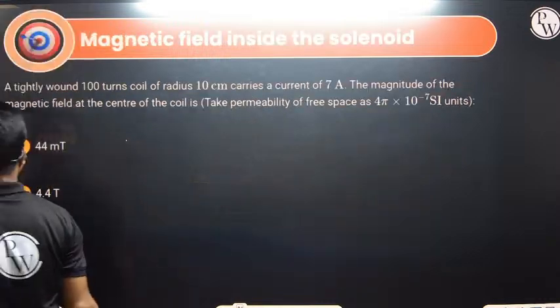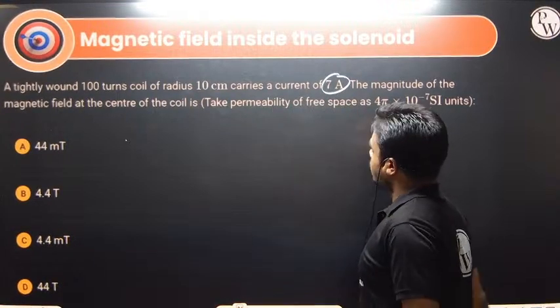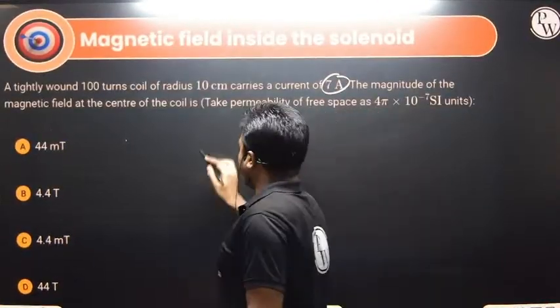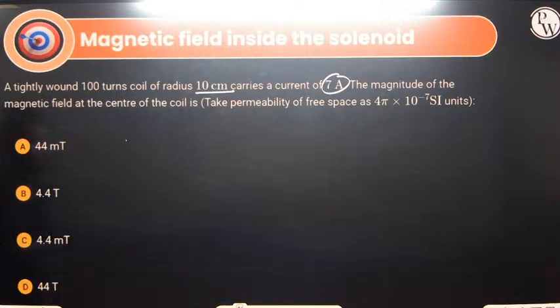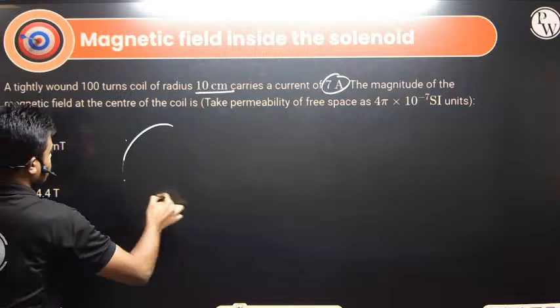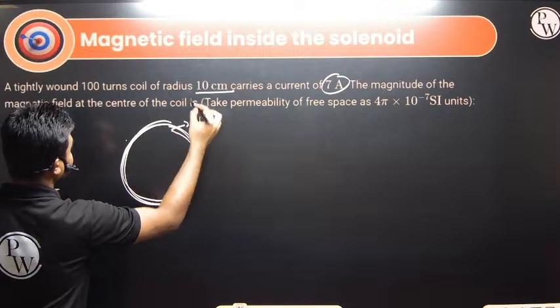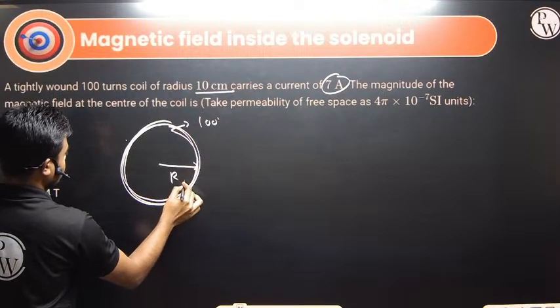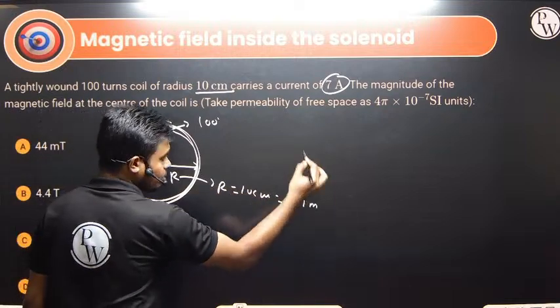So the next question is here: a tightly wound 1000 turns coil of radius 10 centimeter carries a current of 7 ampere. The magnetic field at the center of the coil should be given by. Okay, again this particular question we can solve. Again the same question is there. How many turns is there? This is 100 turns. And what is the radius? The radius value they have mentioned is 10 centimeter, that is 0.1 meter, that we will be calculating.